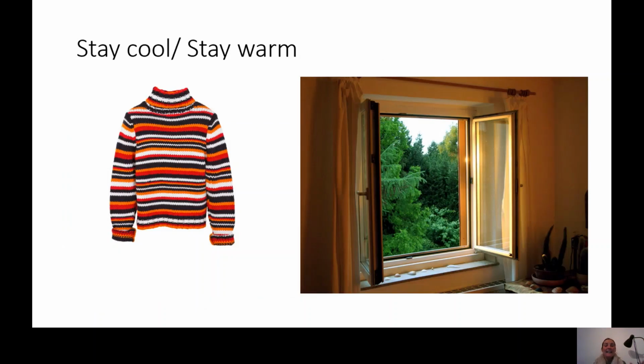Finally, in your house, you could do what I'm doing today. I was a little bit cold, and instead of turning my heating on, I decided to put on a thick jumper and a woolly scarf in order to stay warm. And again, in the summer, instead of turning on fans or air conditioning, you could maybe open the windows to try and stay cool.